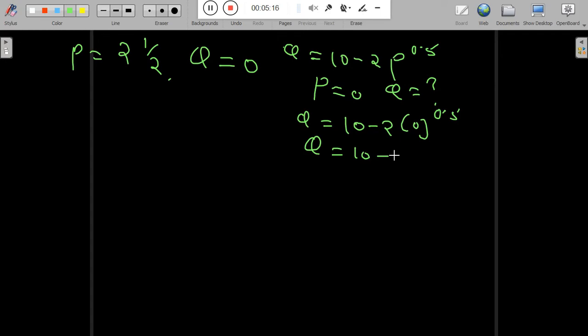Exactly, 10 minus 0 is equal to 10, as you can observe.